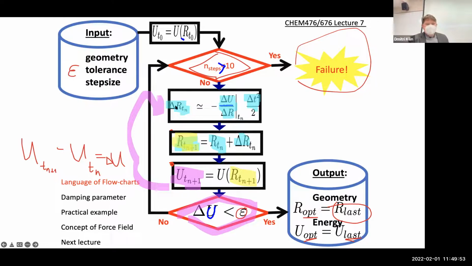And we recompute the increment of position, we change our current position, we recompute the potential, and then we make a check once again. If it is bigger than tolerance, we repeat. If it is smaller, then we celebrate success and tell that the last of the computed geometries is our optimal geometry. The last of the computed energies is our optimal energy.